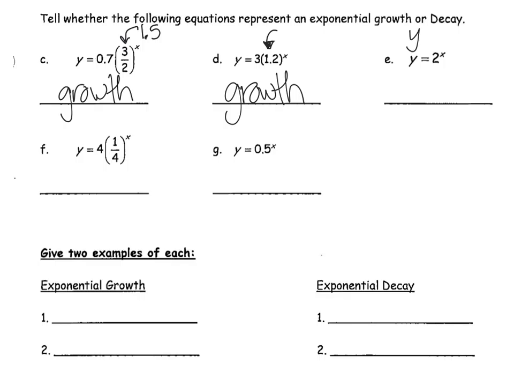E, by the way, is this: y equals 1 times 2 to the x. Because you know how there's always an A in front, but if we don't list an A, then it's automatically a 1, invisible 1. Is E a growth or decay? Growth.